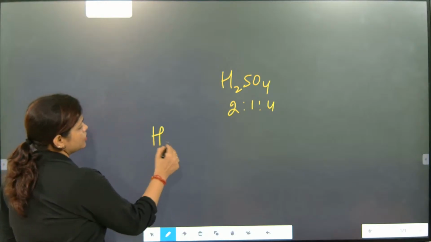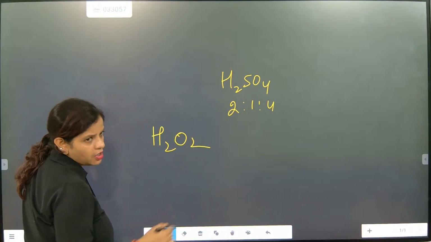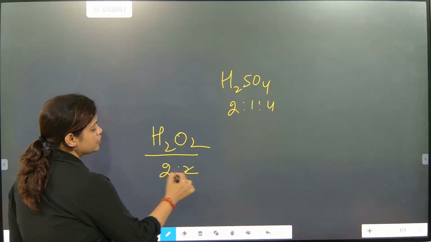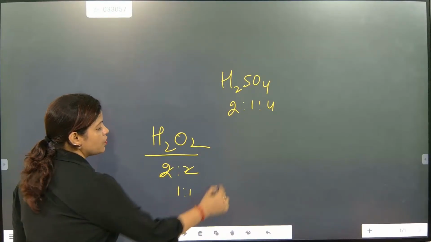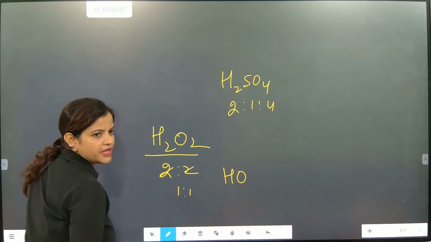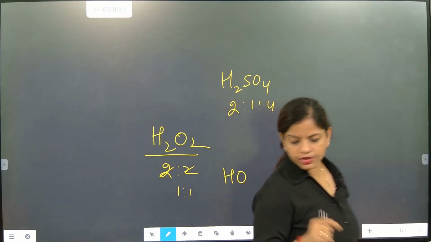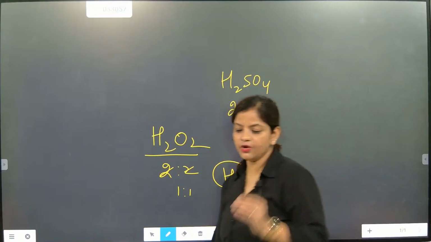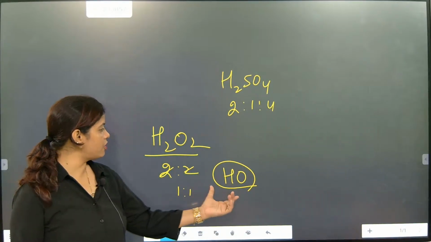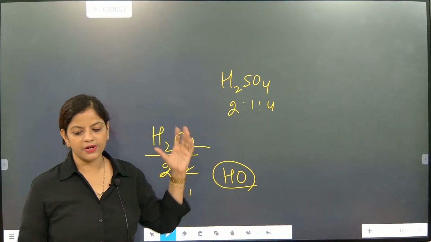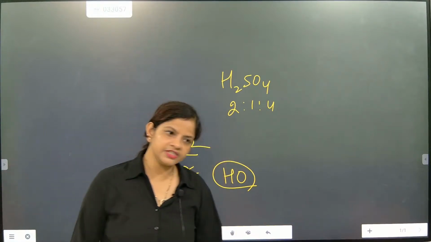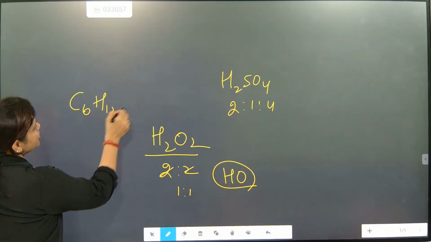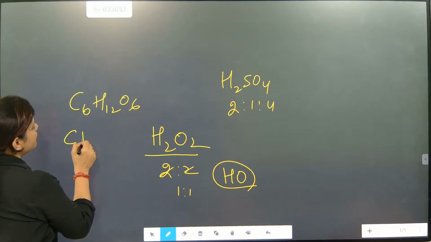But when you write hydrogen peroxide, H2O2, this becomes the molecular formula. The ratio is 2 is to 2. Cancel, it comes as 1 is to 1. So the empirical formula will be HO. Because 2 is to 2, 1 is to 1 can cancel. The simplest formula comes as H and O. So this is the empirical formula, and this is the molecular formula. Is it easy to understand? So for glucose, what is the molecular formula? C6H12O6. What is the empirical formula?